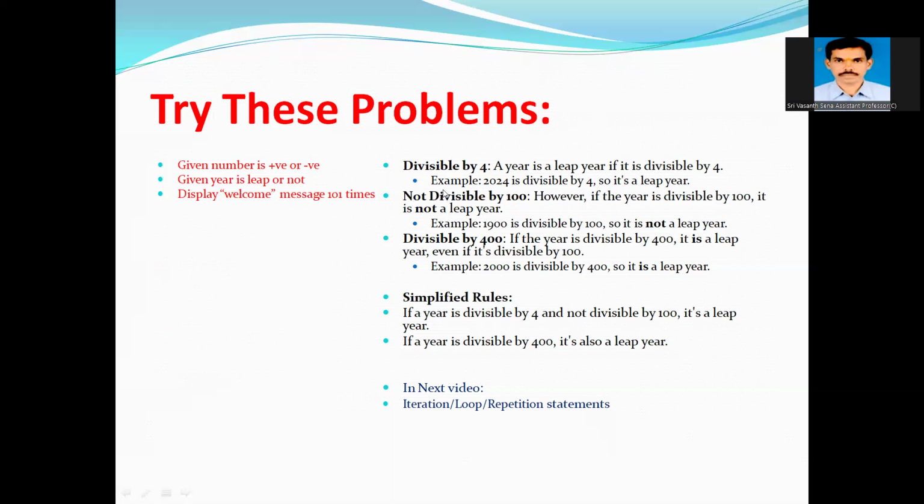My hint here is the divisible-by check. You check whether the given year is divisible by 4 or not. For example, 2024 is divisible by 4, so it is a leap year. It is divisible by 4 and it is not divisible by 100. Suppose you take 1900, it is divisible by 100, so it is not a leap year. The third condition is to check divisibility by 400. If the year is divisible by 400, it is a leap year even though it is divisible by 100. So these three conditions you need to check in the case of a leap year.